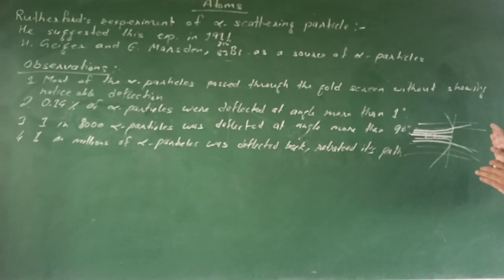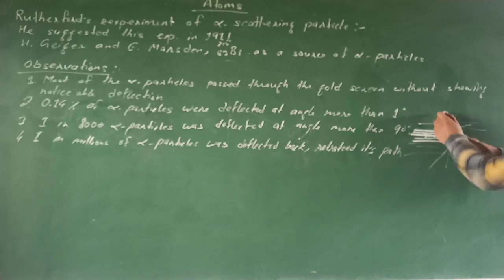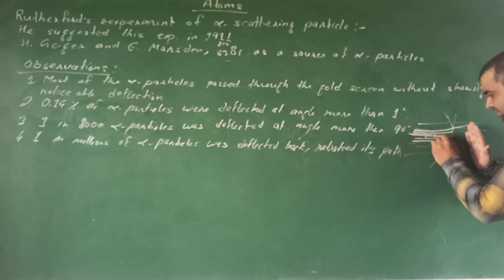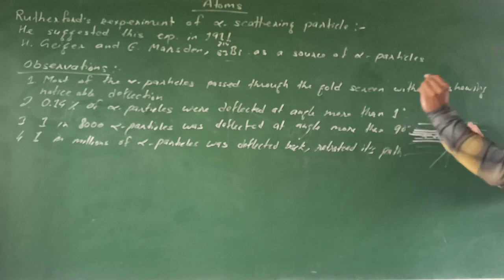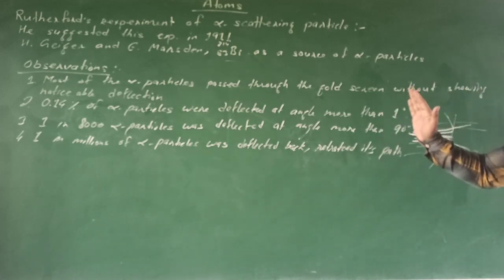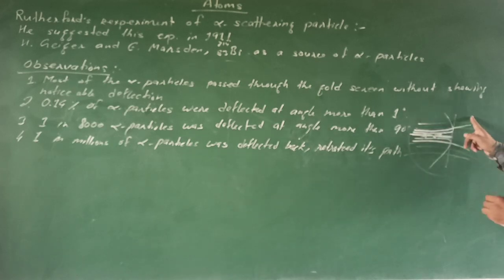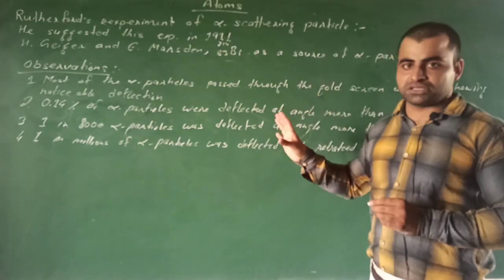Is it clear? Most of the alpha particles passed without showing any noticeable deflection. Only 0.14% of alpha particles were deflected at an angle more than 1 degree. And 1 in 8,000 was deflected at an angle more than 90 degrees. And 1 in millions of alpha particles was deflected back, retracing its own path. So what was this showing? Now we will come to the conclusion.